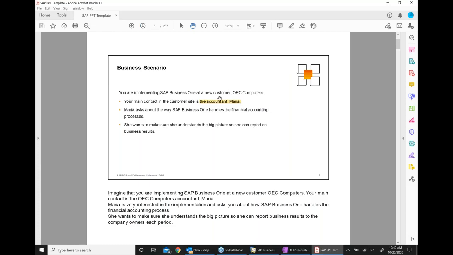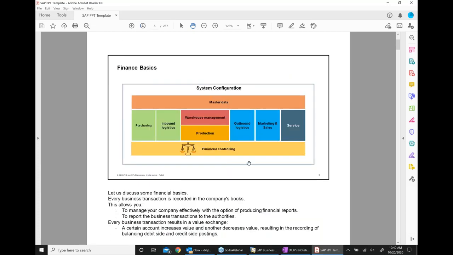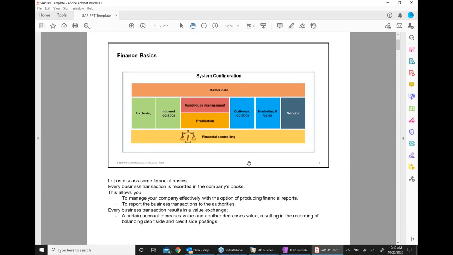So we're going to talk about accountant Maria and all that. That's fine. Business scenario. Now this slide, which is attached to your screen, is very, very important. So what does this slide basically mean? I like this slide a lot actually.